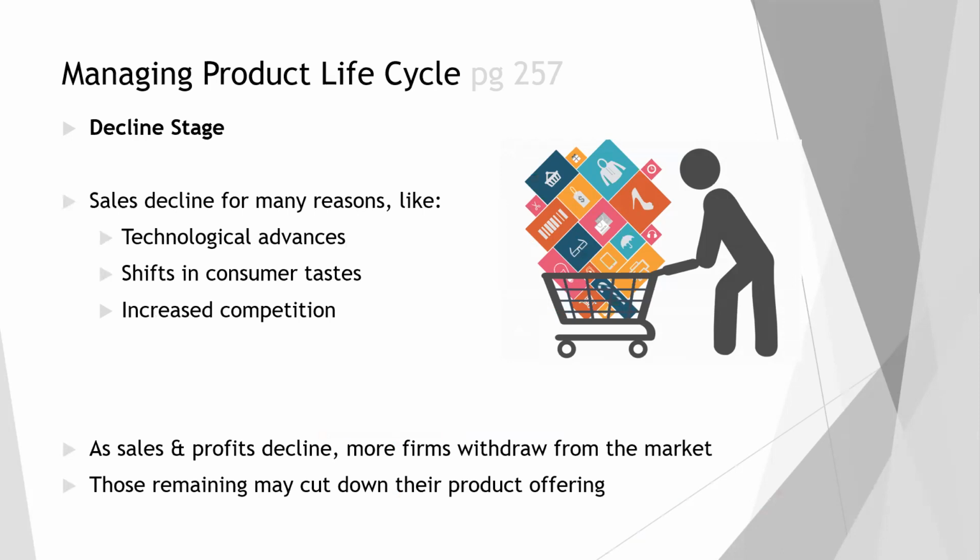And sales decline for many reasons. It could be technological advances that make our product obsolete. There could be big shifts in consumer taste, or we could be facing increased competition. And as sales and profits decline, a lot of firms are going to withdraw from the market because it's just not as profitable as it was during that growth stage. Those who do remain may cut down their product offering. So instead of offering 25 different versions of a product, they may only be down to 5 now. So they're going to cut down their product offering.